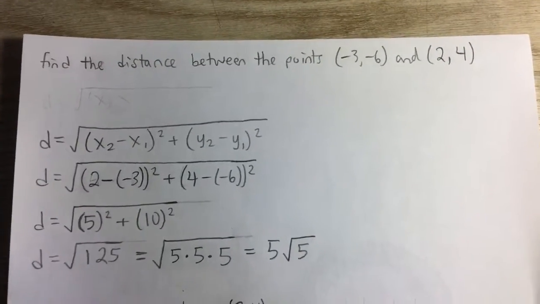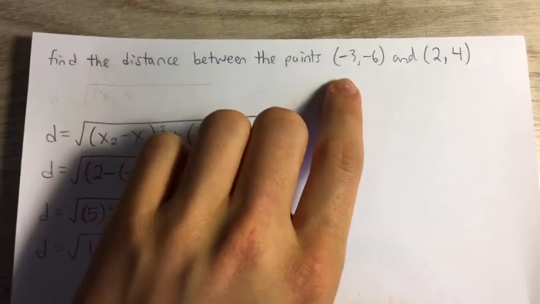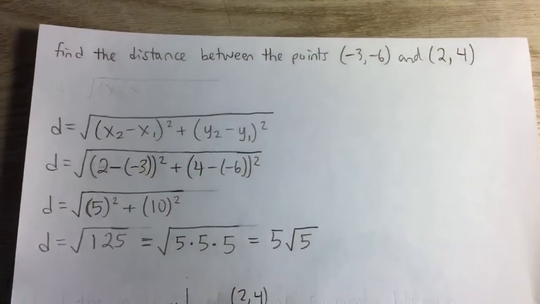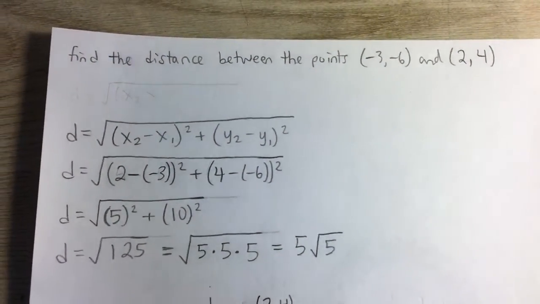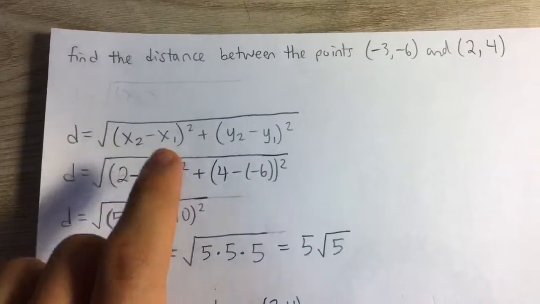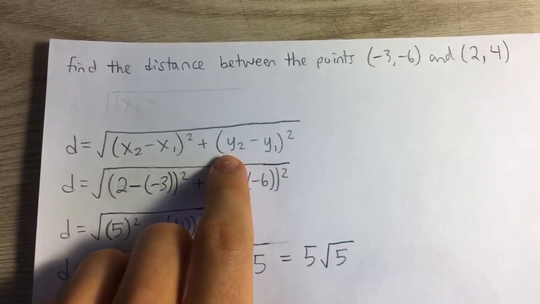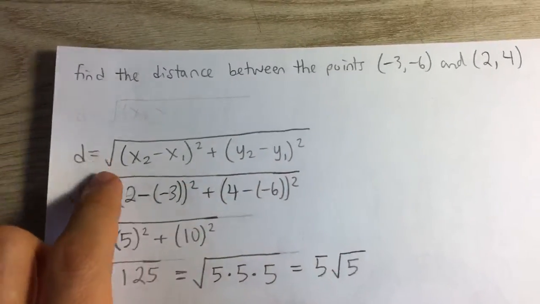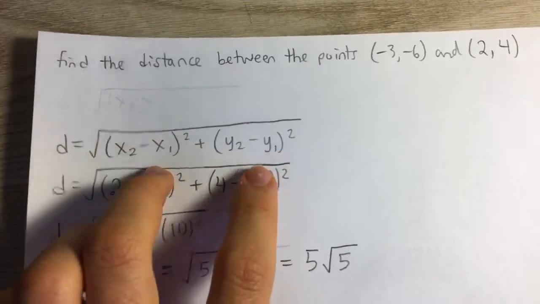Okay, so here we have to find the distance between these two points, (-3, -6) and (2, 4). To use the distance formula, it is the difference in the two x coordinates squared plus the difference of the two y coordinates squared, and then take the square root of the sum of those two things.